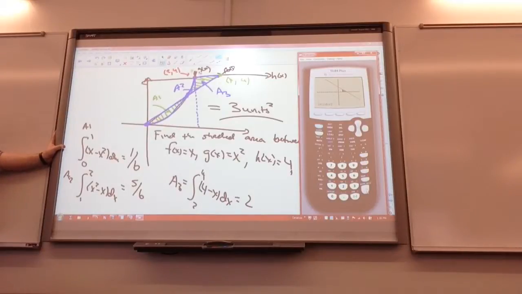So you're actually physically looking at which one is above the other one. That's why it's so important to graph these things first, okay? Because you need the picture to see what's going on, okay?